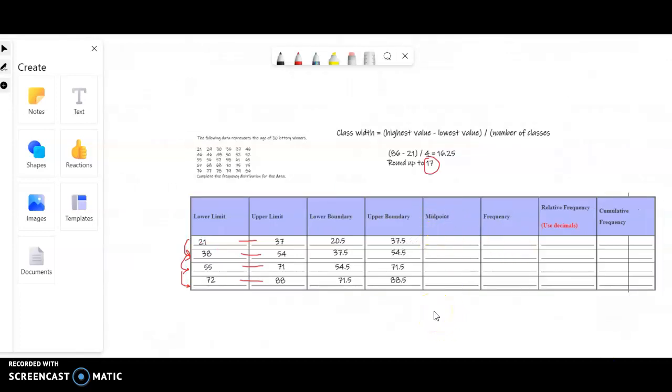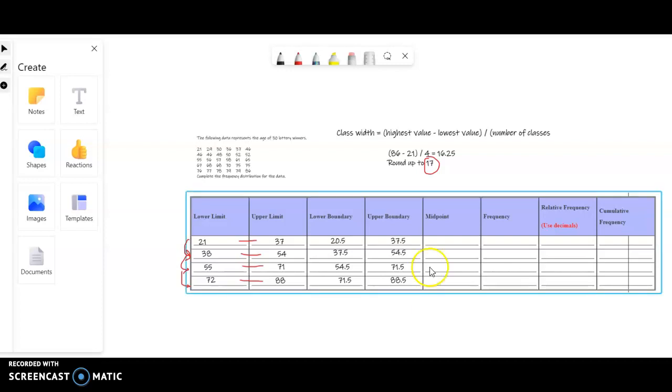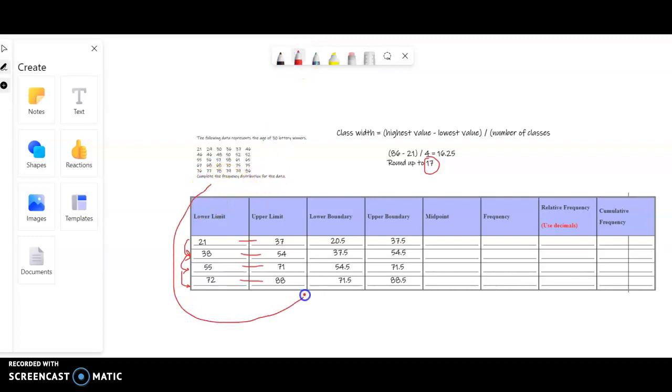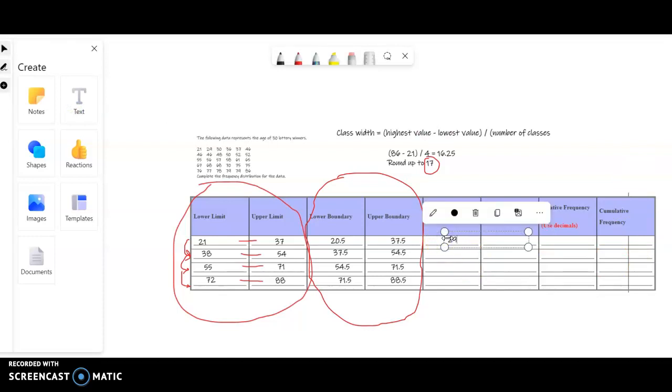Midpoint, just like if you go back to basic geometry, the midpoint is the middle, okay? So you're either going to find the middle of your upper and lower limits, or if you like decimals and would rather work with these, you're going to find the middle of those numbers, whatever you want. For each class, I'd rather work with the limits because they're nicer numbers. So I'm going to take 21 plus 37, and I'm going to divide that by 2, and I'm getting 29. Okay, to find a midpoint, you add up your two ends and divide by 2. Add up the two end values for each class and divide by 2.